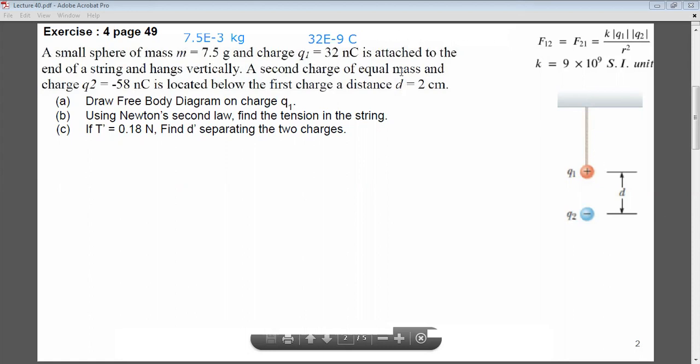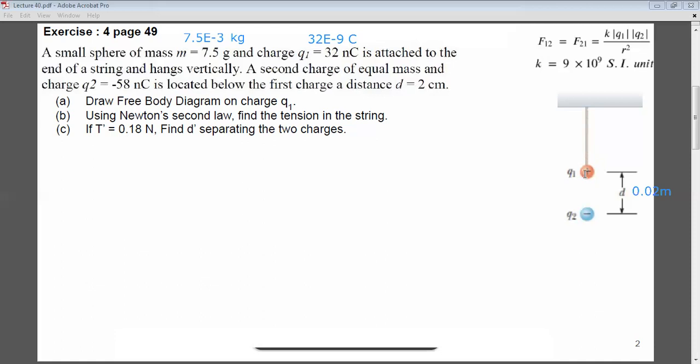A second charge of equal mass and charge Q2 equal to minus 58 nanocoulomb is located below the first charge, a distance d of 2 centimeters. So they are separated by 2 centimeters, which is 0.02 meter. Draw the free body diagram on charge Q1. Okay, so we want to draw the free body diagram on charge Q1.